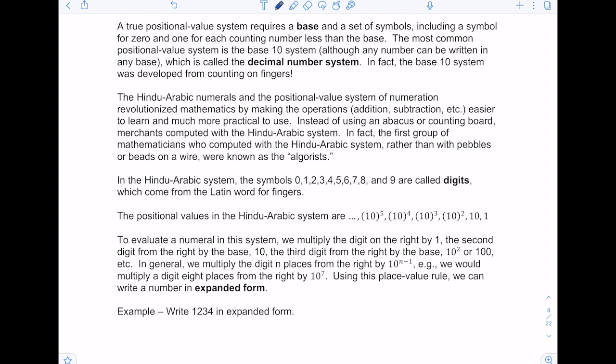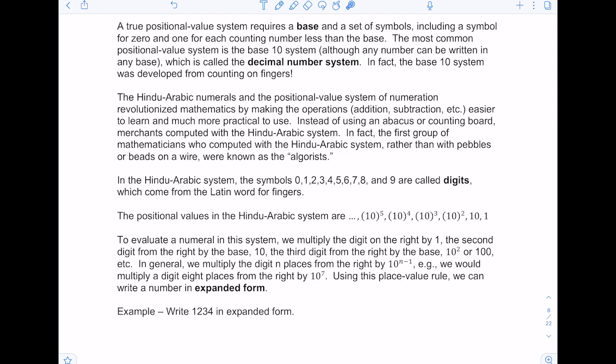So instead of using an abacus or a counting board, merchants computed with the Hindu-Arabic system. In the Hindu-Arabic system, we know that the symbols 0 through 9 are called digits, and that comes from the Latin word for fingers. The positional values in the Hindu-Arabic system are, starting in the ones place, a 1, and in the tens place, we have a 10, and then hundreds, 10 to the second, 10 times 10, thousands, 10 to the third, or 10 times 10 times 10, ten thousands, hundred thousands, and so on, depending on how large the number is.